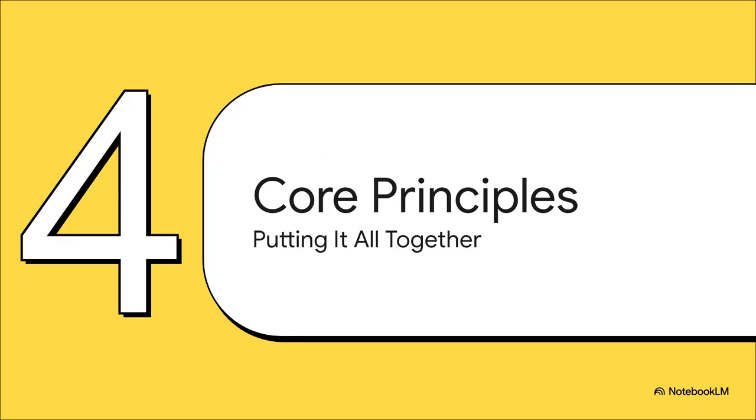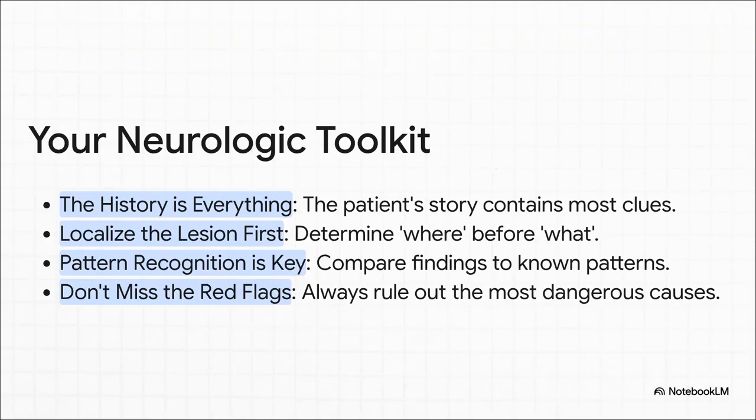So we've gone through 3 really different presentations, right? Fainting, dizziness, weakness. But what's the common thread here? What's the core principle that ties it all together? It really boils down to this. You don't need to be a walking encyclopedia of rare neurologic diseases. You just need a systematic approach.